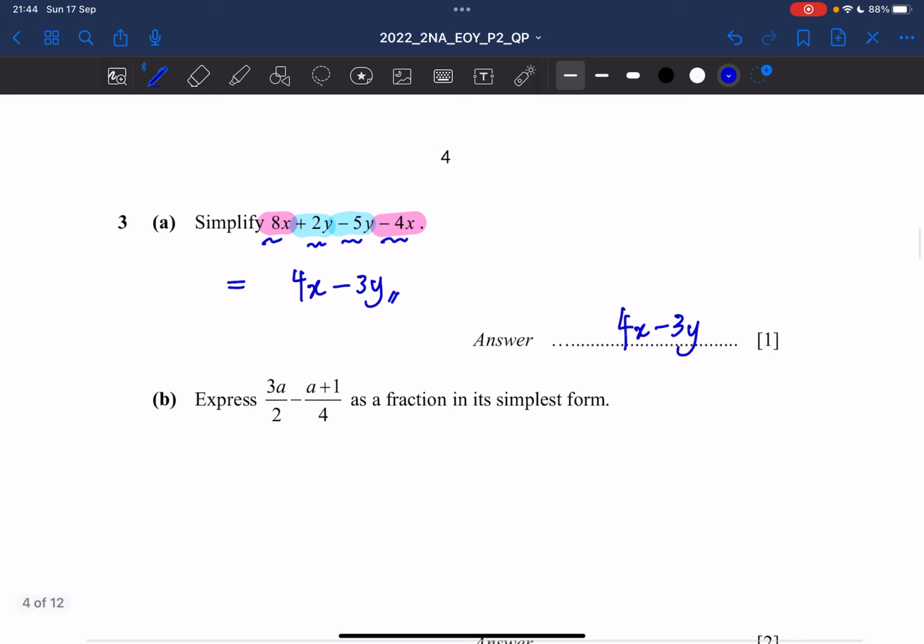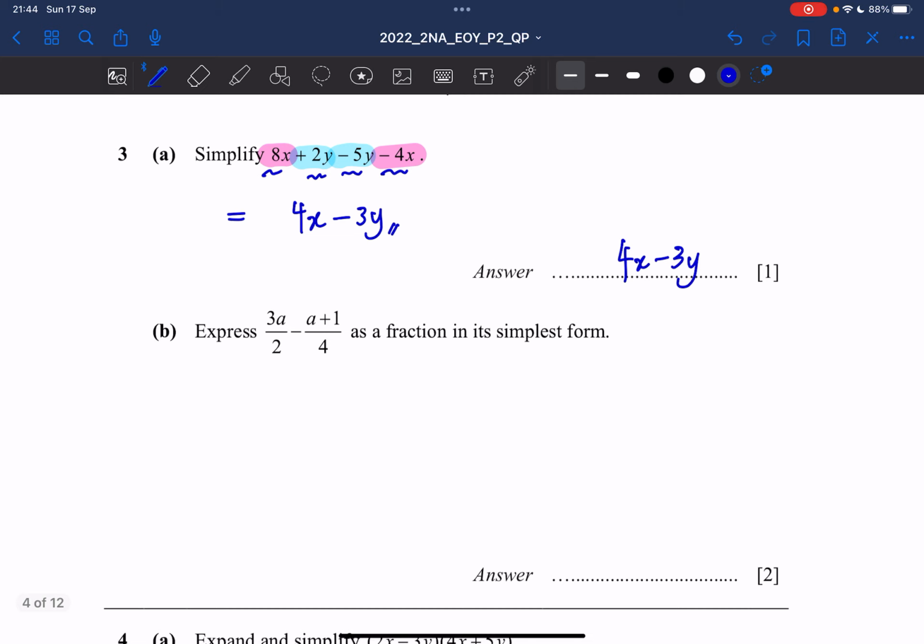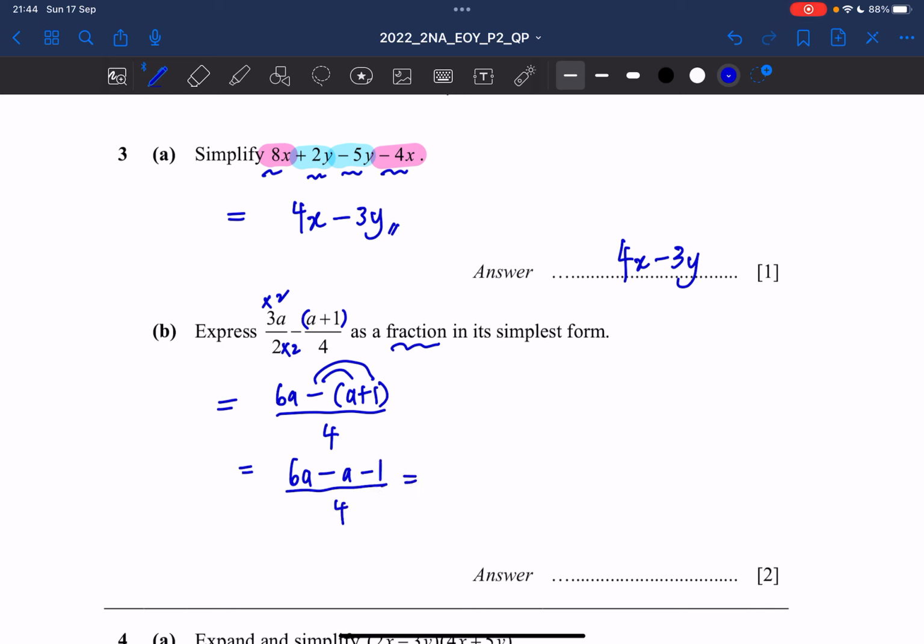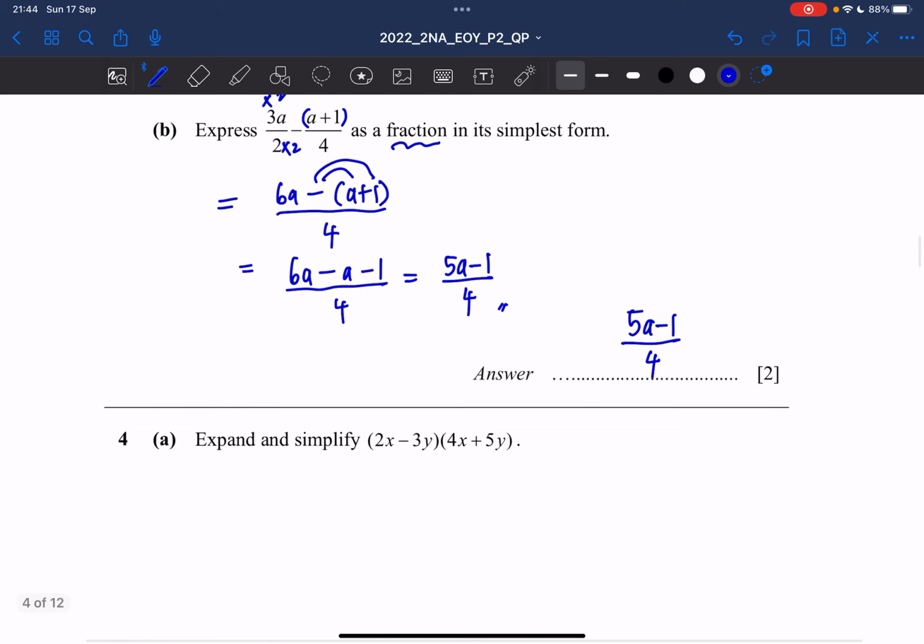Now, for the next question, we have to simplify to a fraction. So we put bracket here first. Then this part here we times 2. This one also times 2. So equals to 6a minus bracket a plus 1 over 4. Then 6a. This one we open up the bracket. So negative and a become negative a, negative and 1 become negative 1 over 4. So this is 5a minus 1 over 4. So this is our answer as a fraction in its simplest form. Now let's move on to the next question.